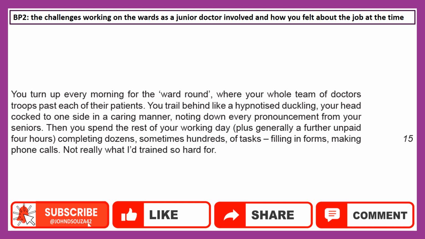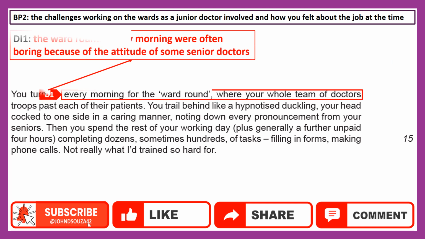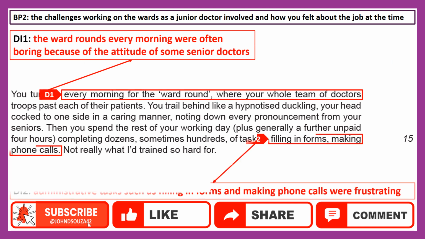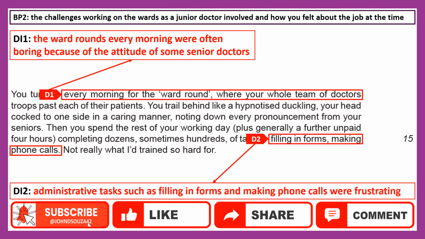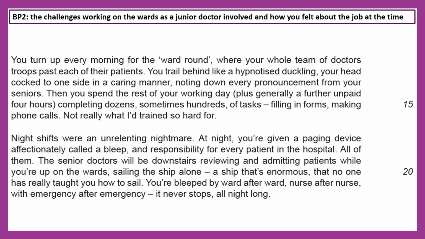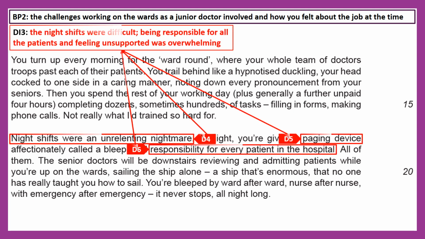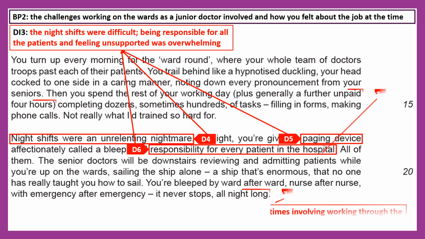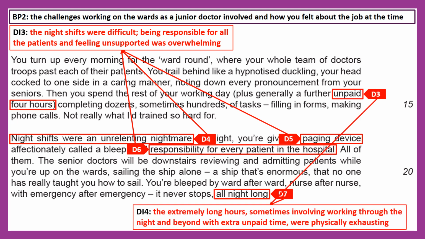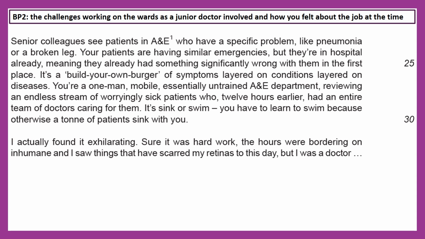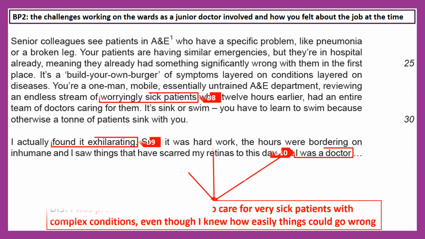Continue reading the text to identify the key details for bullet point 2. Detail 1 can be developed into idea 1. Detail 2 can be developed into idea 2. Continue reading the text to identify the key details. Detail 4, 5 and 6 can be developed into idea 3. Details 3 and 7 can be developed into idea 4. Continue reading the text to identify the key details. Details 8, 9 and 10 can be developed into idea 5.